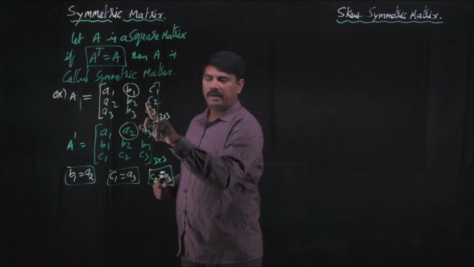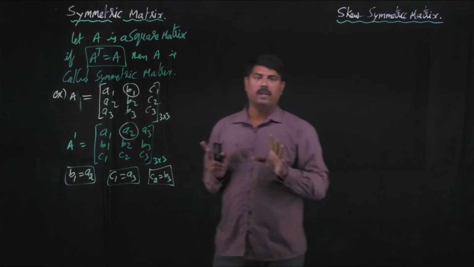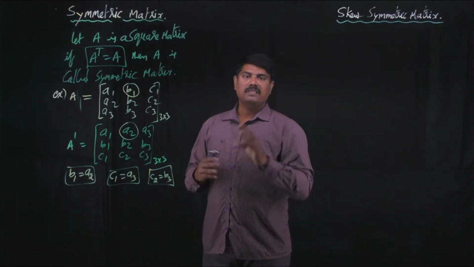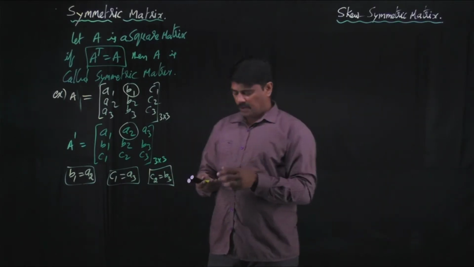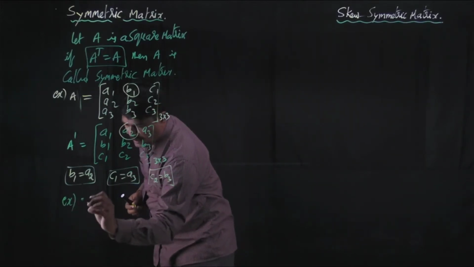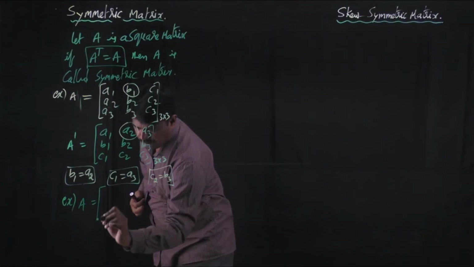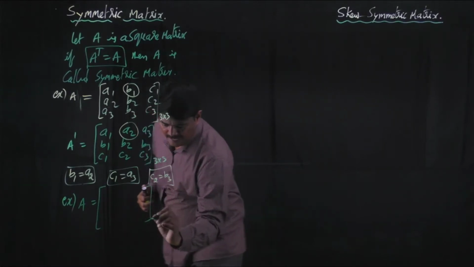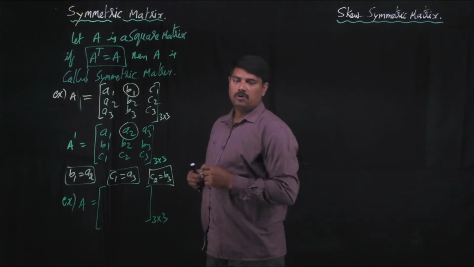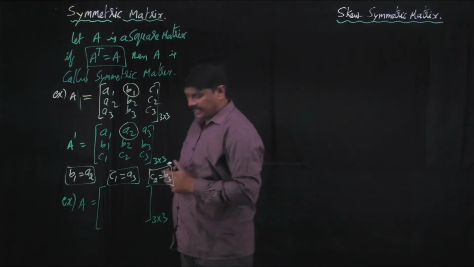Second row third element and third row second element have to be equal. If you consider an example in that manner, then you can give an example of a symmetric matrix. Let me try to write one example using that discussion. I am writing an example of a 3 by 3 square matrix.